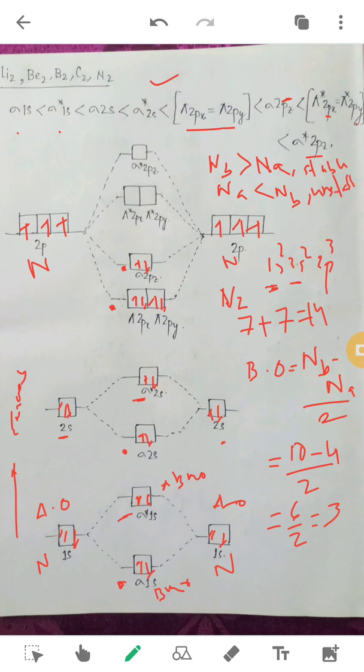Unstable. Even if Na equals Nb, both are equal, then also it is unstable. Okay. Now let us go for the next energy level diagram.